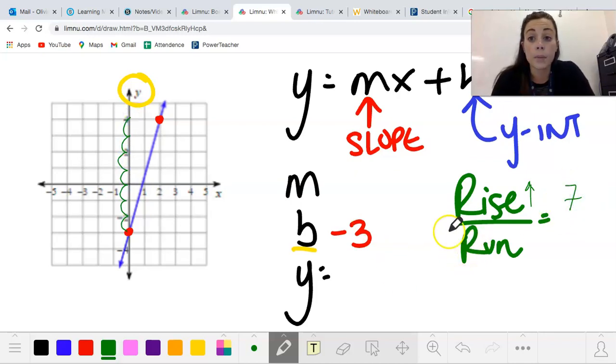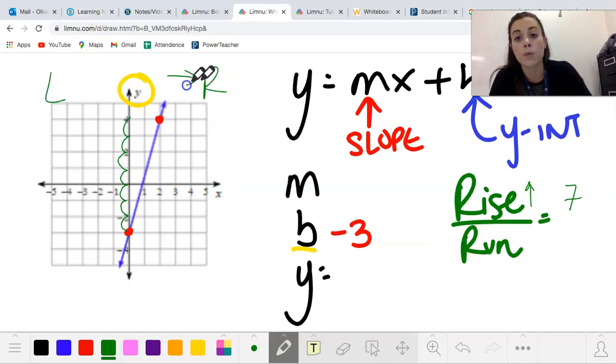And then I'm going to run, and I'm either going to go left or right. In this case, I'm going to the right. So does that mean I'm adding or subtracting, or is it positive or negative, however you want to think about it? Well, if I'm going to the right, these numbers are getting bigger, so I know it's going to be positive. So this is going to be, oh, sorry, this was +7. This is going to be a +2. So 7 over 2.